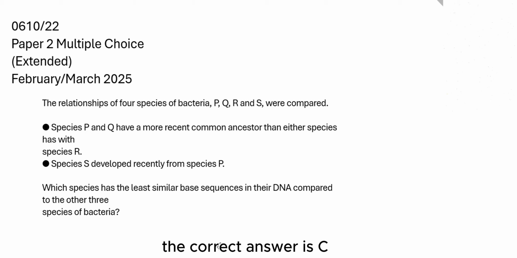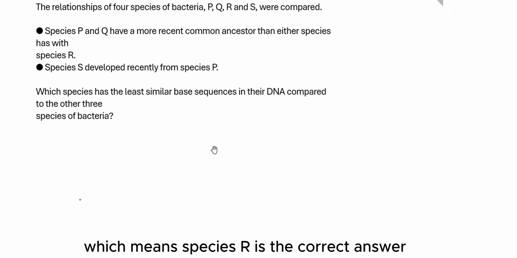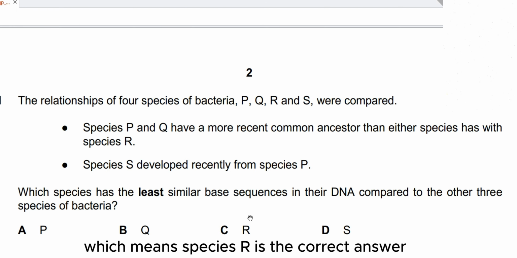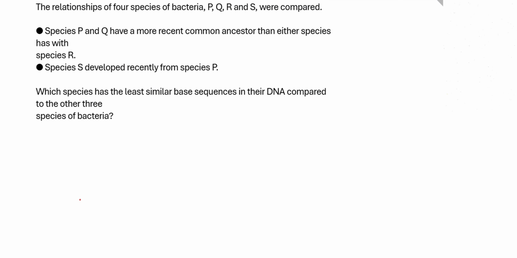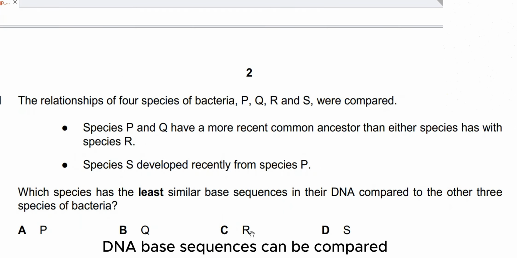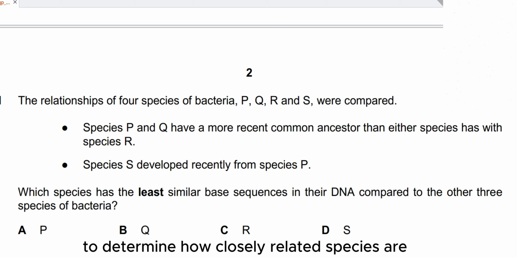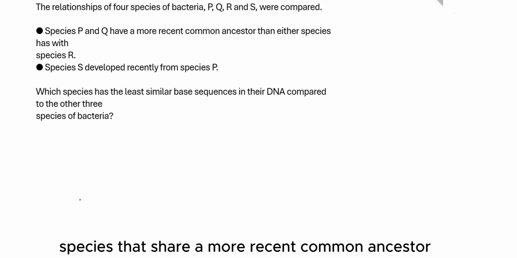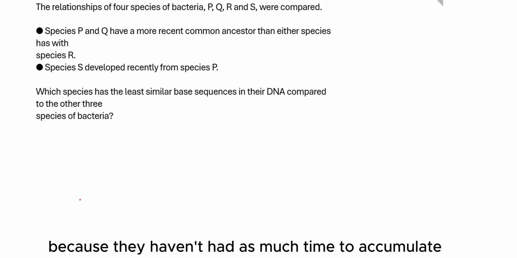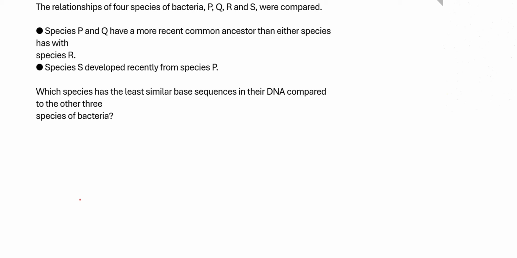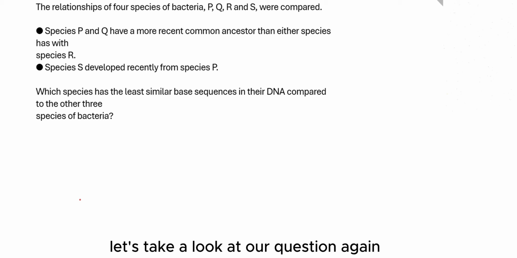The correct answer is C, which means species R is the correct answer. Let me explain why. DNA-based sequences can be compared to determine how closely related species are. Species that share a more recent common ancestor have more similar DNA sequences because they haven't had as much time to accumulate differences. Let's take a look at our question again.